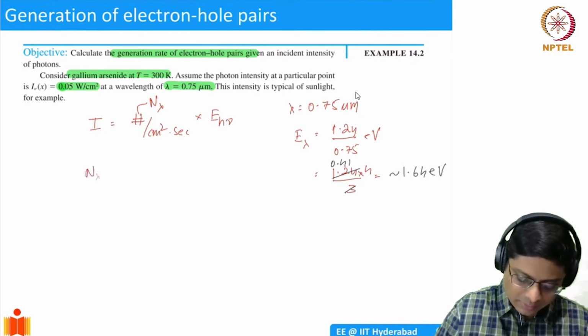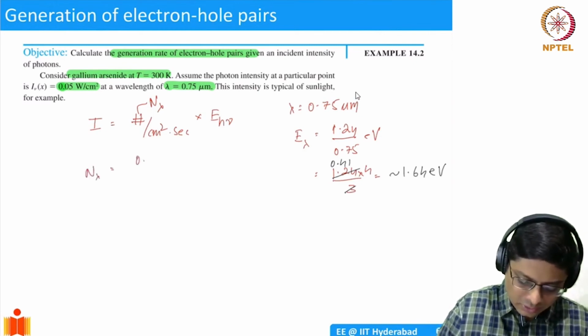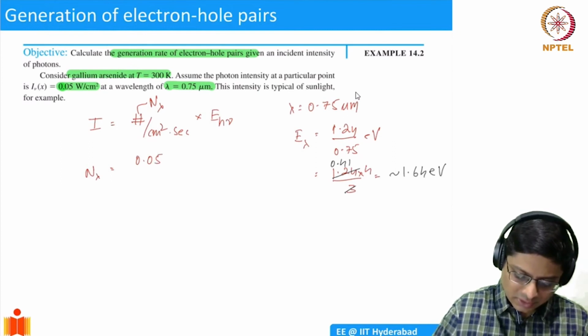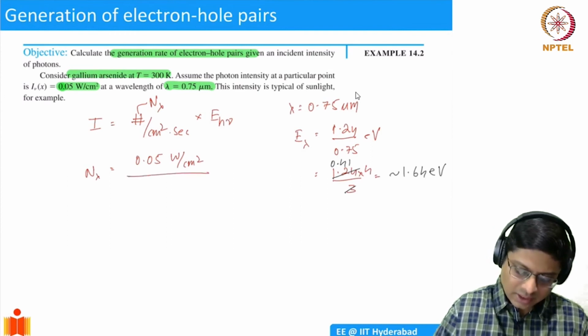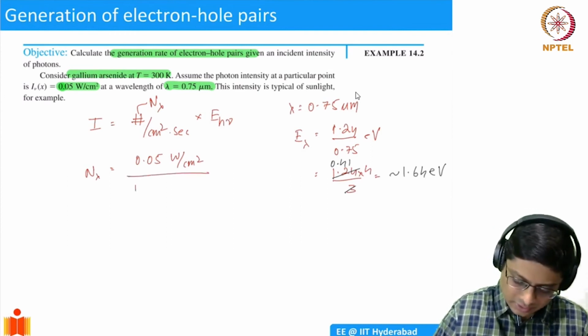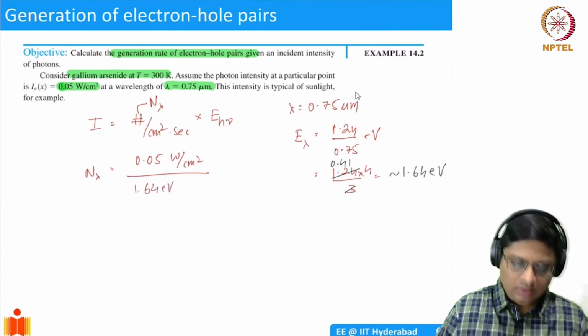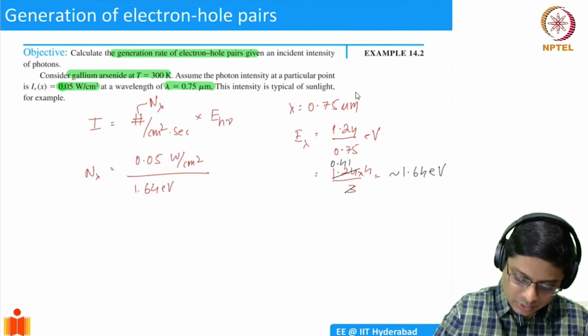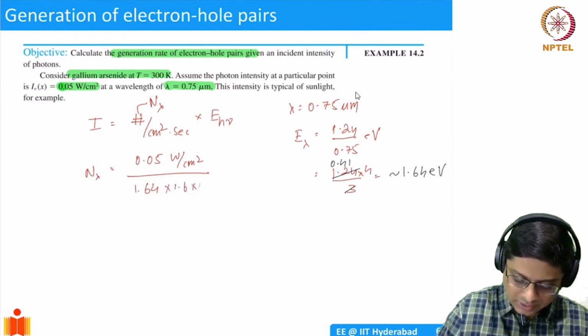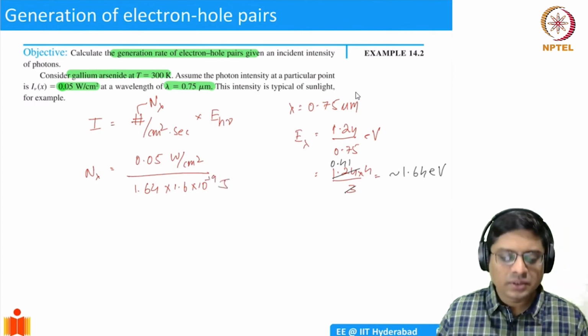Number of photons, n lambda, is going to be intensity, which is 0.05 watts per centimeter square. I will write it deliberately. Divided by the energy of the photon, which is 1.64 eV. And by the way, this is eV, so this has to always be multiplied by 1.6 into 10 power minus 19 to get joules. Okay. So this will give you the number of photons.